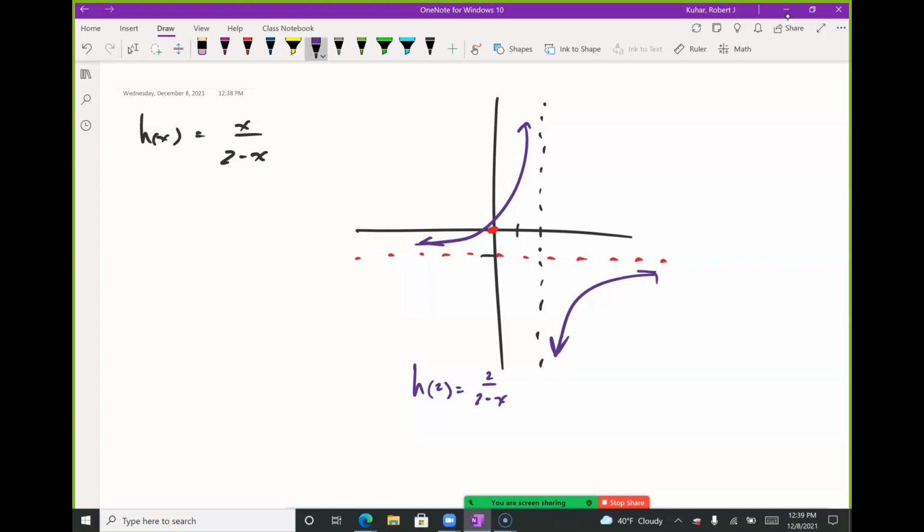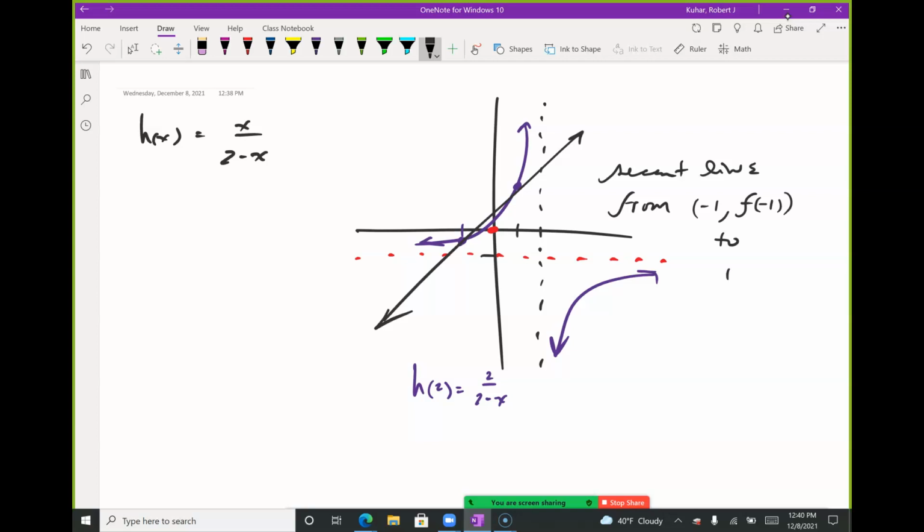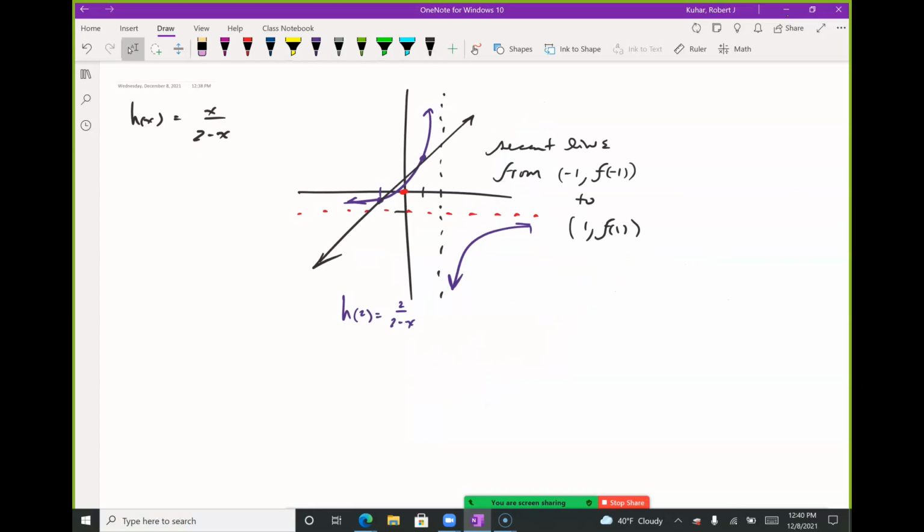And let's just pretend that we want the secant line from -1 to 1. Right? So we're going to use the difference quotient to get the slope, excuse me, of the secant line. And then, right, get the equation from one of the points and the slope. All right, so let's do our difference quotient.